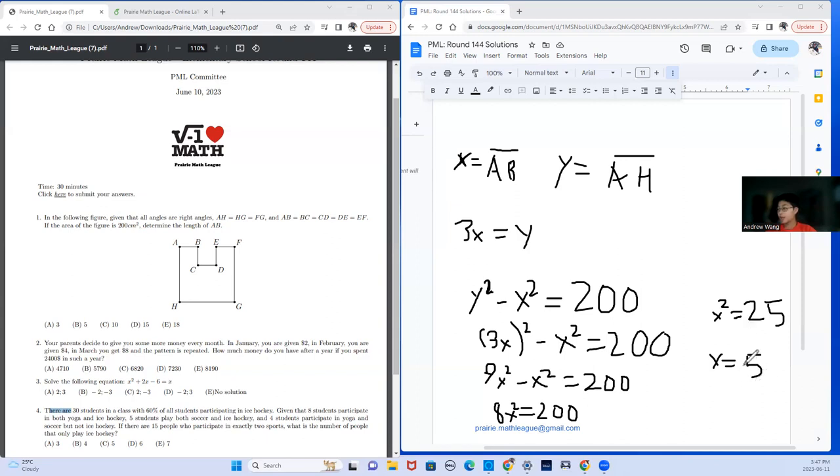Since we know x equals 5, we can use the 3x equals y equation and multiply 5 by 3 to get y. So y equals 15. X is the smaller side length, such as AB, and y is the larger side length, such as AH. The question asks for the length of AB, which is a small side length, x, so it is equal to 5. So the answer is B.